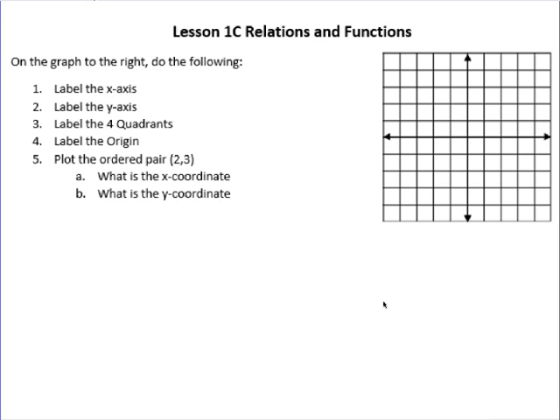Alright, 1C, relations and functions, and we're actually going to pause right here, right at the beginning, because this should be a review for you labeling axes and quadrants. So I want you to pause here and do these 5 questions in your notes. Label those things and then plot the ordered pair.